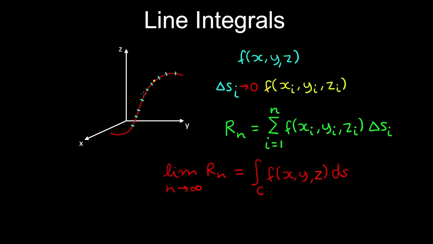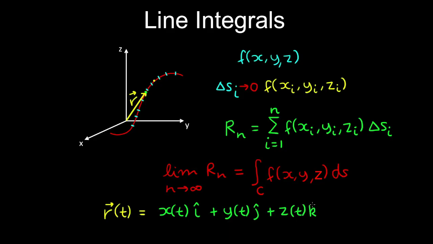Now suppose we parameterize this curve by taking a position vector from the origin to a point along the curve. Then we can write r as a function of the parameter t, and that's equal to the x-coordinate of the point on the curve as a function of t, which is the i component, plus the y-coordinate as a function of t, being the j component, plus the z-coordinate as a function of t in the k direction. And now we can do a change of variables. So ds is ds/dt dt, and take the parameterization between t equals a and b.